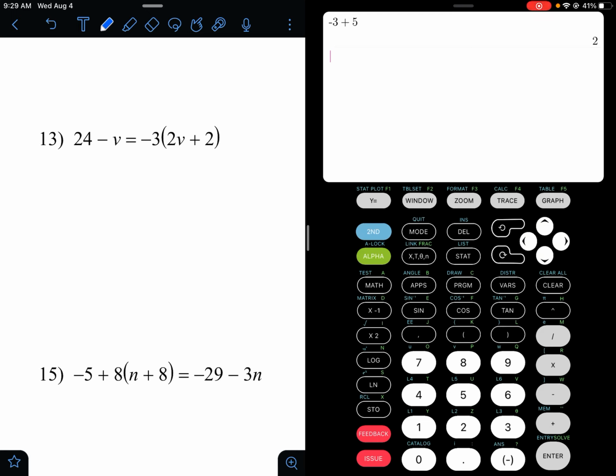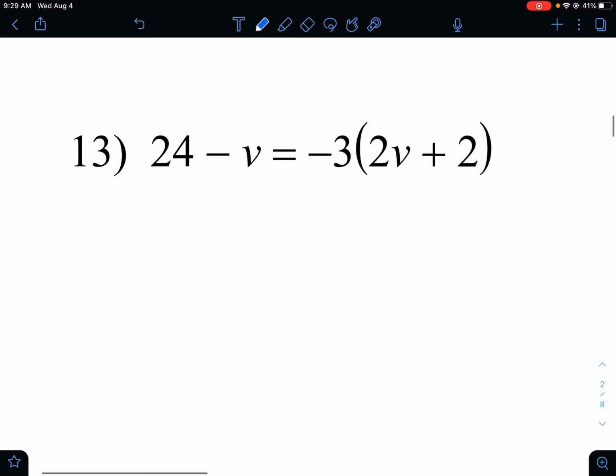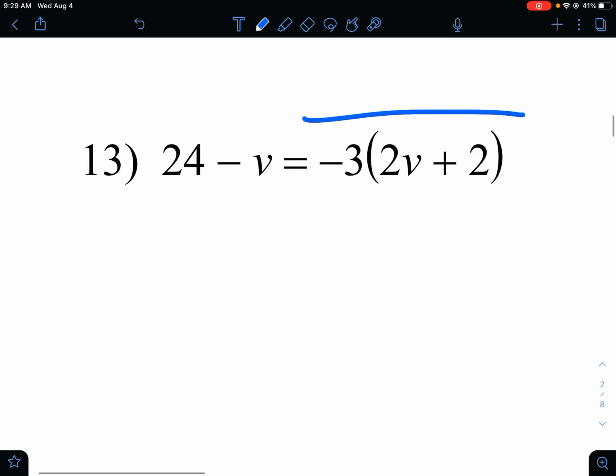All right. So what we need to do is try and get the variables on the same side of the equation. This is what's called a multi-step equation, where you've got to do a couple different things to solve. So I'm looking here, and the first thing I'm going to want to do is distribute. This thing right here is screaming distribution.